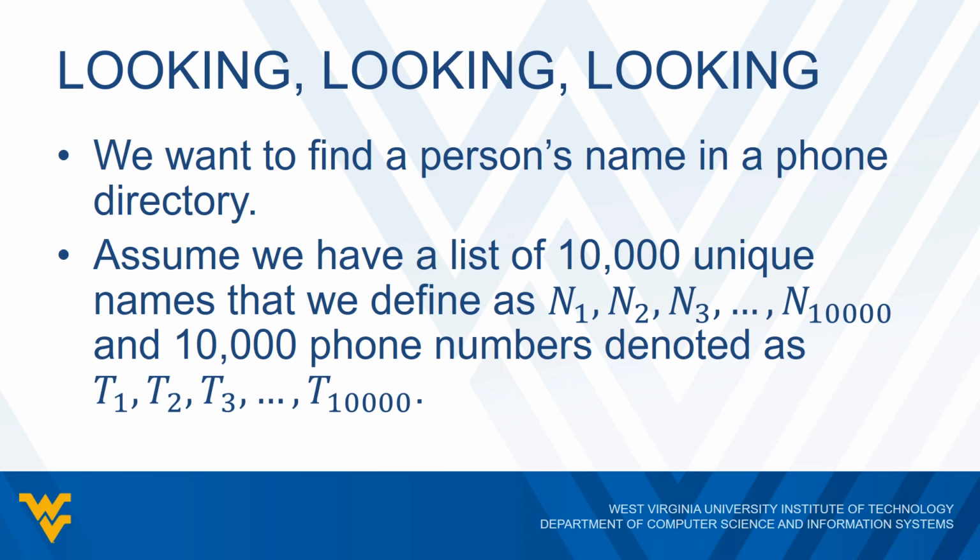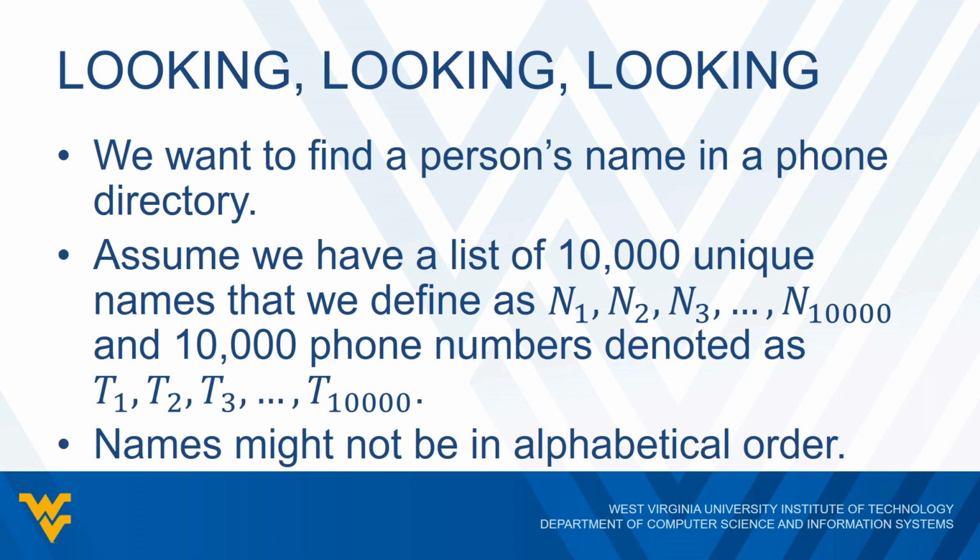And the way we'll denote them as N1, N2, N3, all the way up to N10,000. So N1 will be the name of person 1. And then for each name, there will be a phone number associated with that person. So there'll be 10,000 phone numbers, and we'll denote those as T1, T2, T3, all the way up to T10,000. Now, normally a phone book would be in alphabetical order, but for our purposes here, we'll just assume that that's not necessarily the case. The names may not be in alphabetical order.